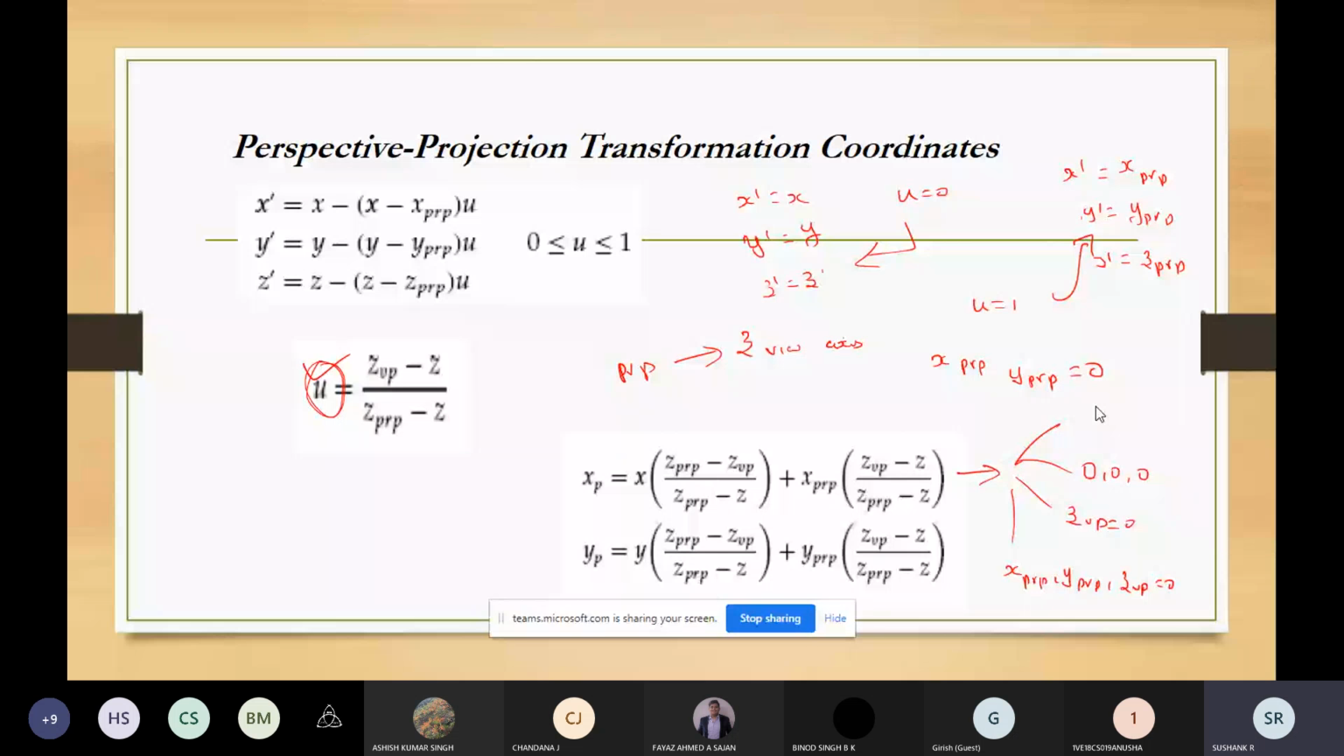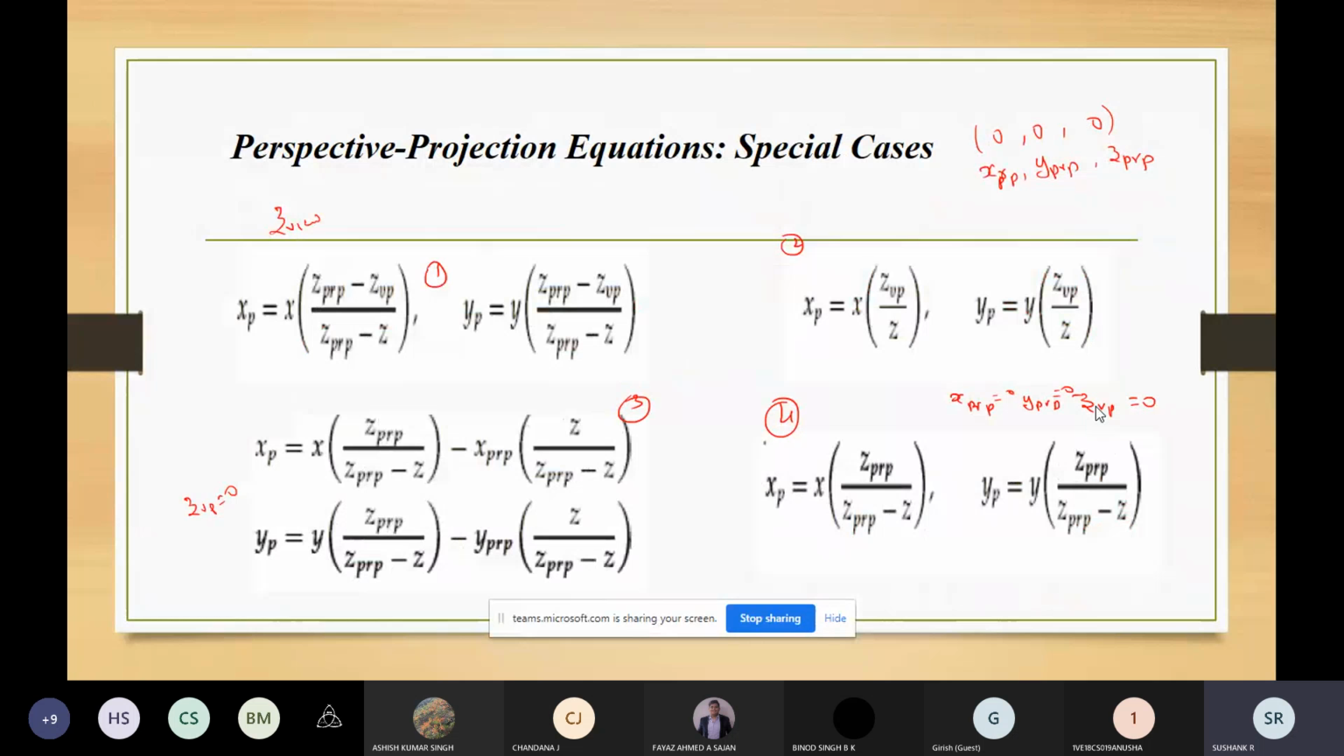Don't try to mug up all four cases; that is not necessary. Remember the general equation, practice it, and generate the four cases from it. That is better from the examination point of view. Once you know the general equation, you can derive them accordingly. So this is regarding the projection equations.